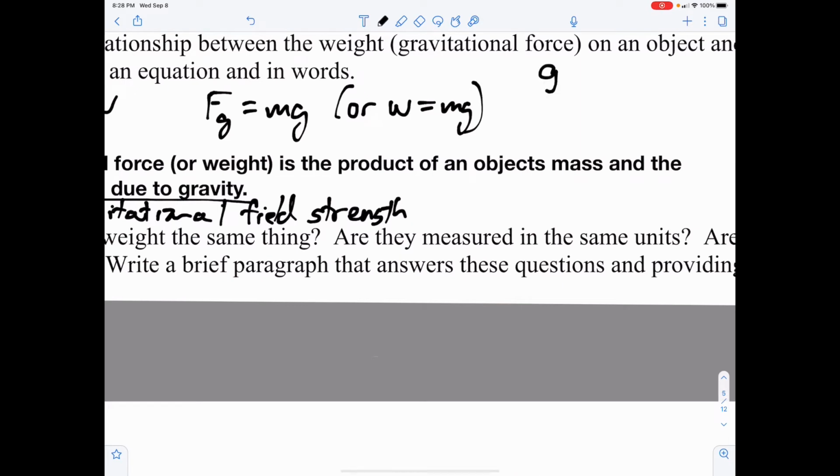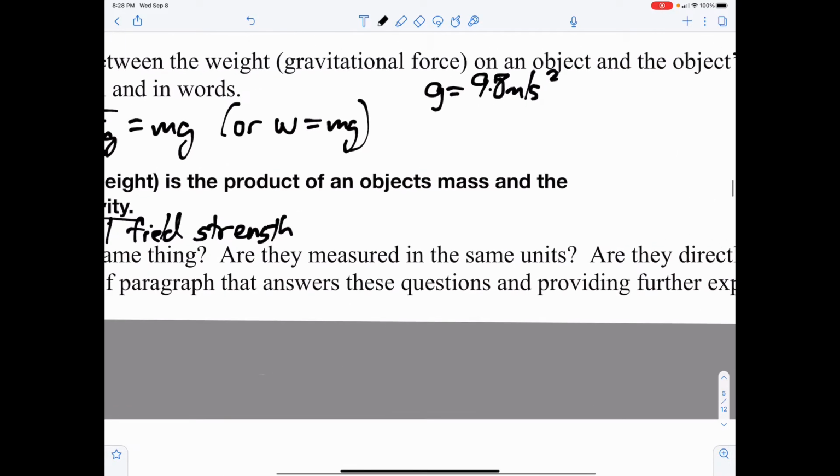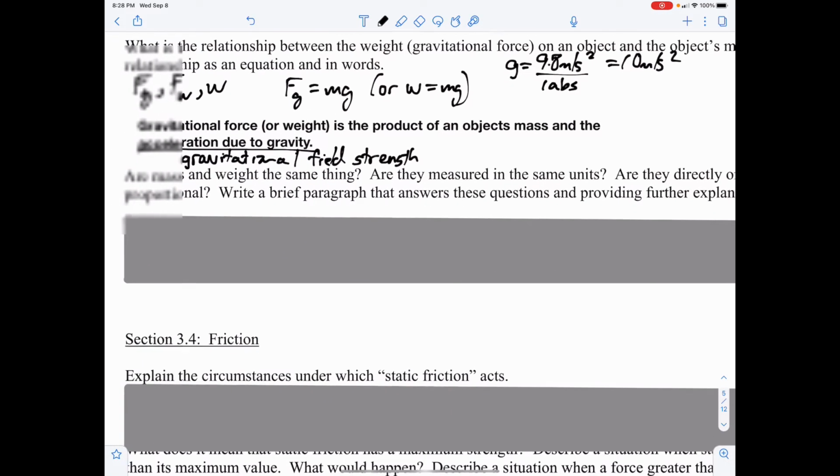Now for g, remember g is 9.8 meters per second squared, but you want to basically round it up to 10. 9.8 for labs. Okay, 10 for everything else.